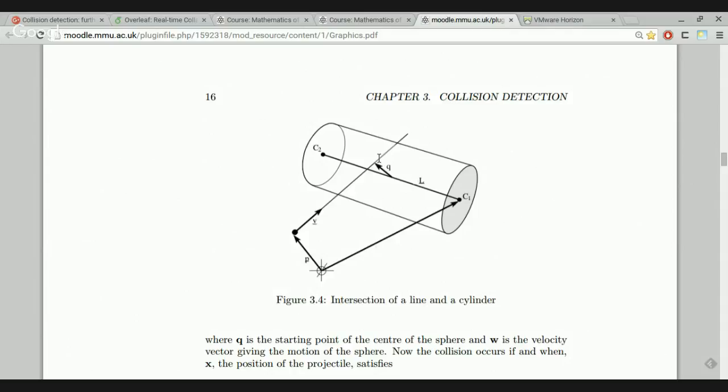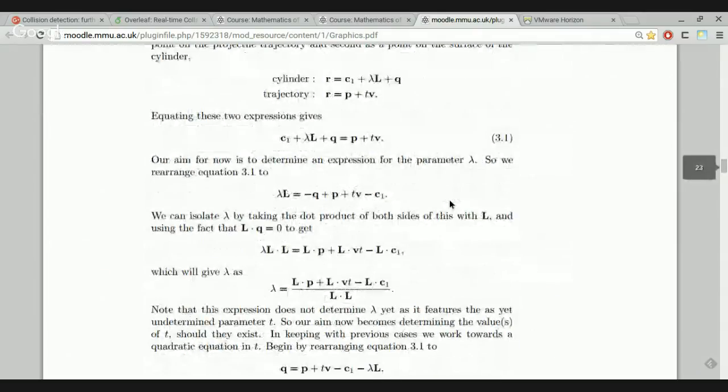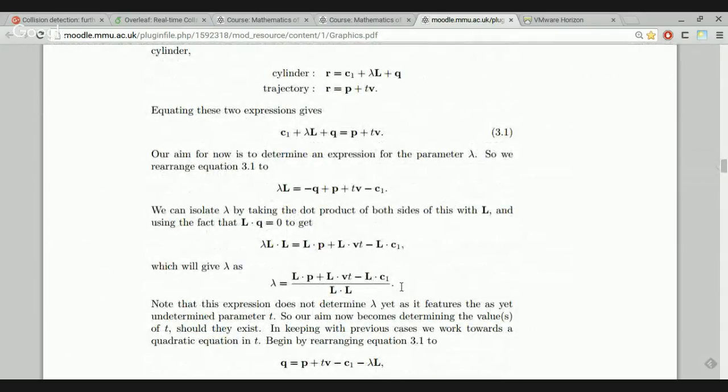Because this will be some kind of object in the virtual environment. So that comes down to the parameter lambda, which is the proportion of L you move along to get from the end C1 to the point on the core opposite the point on the surface of the cylinder. But lambda, you see, once you know t, one of the equations we passed through was this equation here for lambda. Again, it's a dot product construction using L, P, C1 and V, and the scalar t is in there as well, multiplied by this dot product. So that can be checked as well for these values of t.